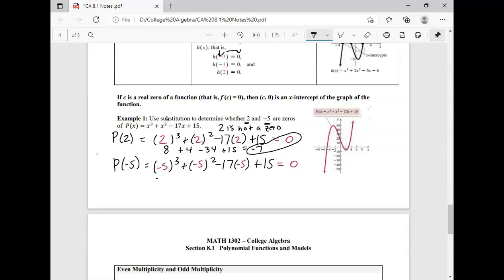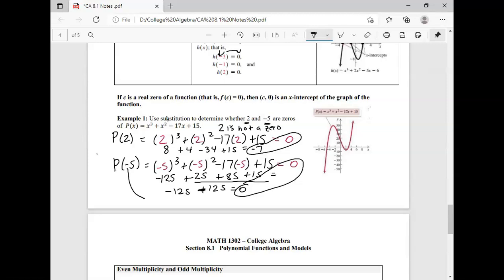We try this one, -5 cubed would be -125. -5 squared is 25. -17 times -5 is 85. So I do know that if you add 85 and 15 and 25, that's positive 125. So this one actually is 0.